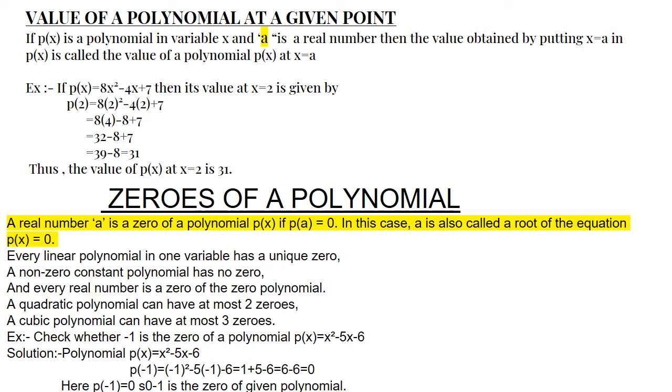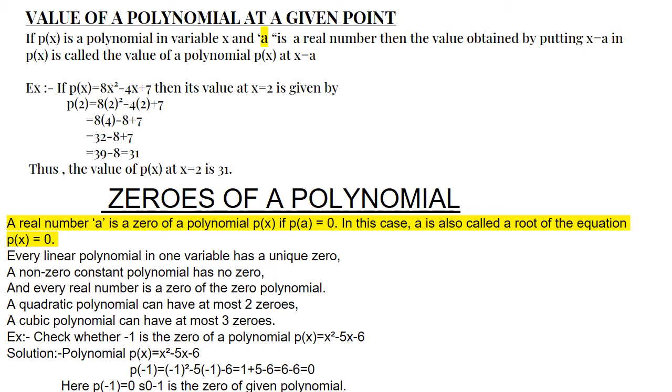For example here, if p(x) is equal to 8x square minus 4x plus 7, is it a polynomial? Yes, it is a polynomial. It was named by p(x). We can say f(x) or g(x), we can name it like this. So p(x) is equal to 8x square minus 4x plus 7. Then its value at x equal to 2 is given by p(2). We are replacing x by 2, putting x equal to 2. Instead of this x, we are replacing x by 2, and its exponent is square. So 8 into 2 square minus 4 into 2 plus 7.